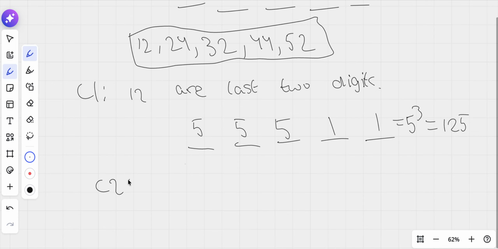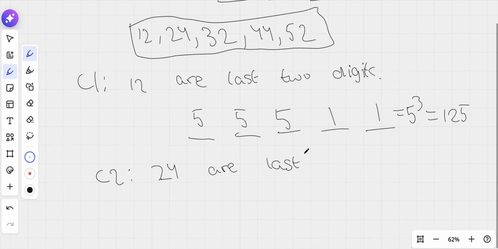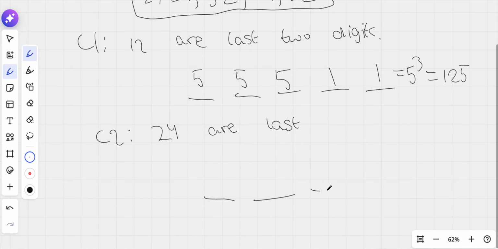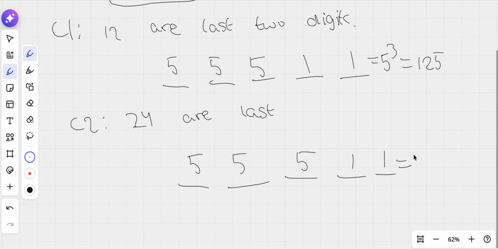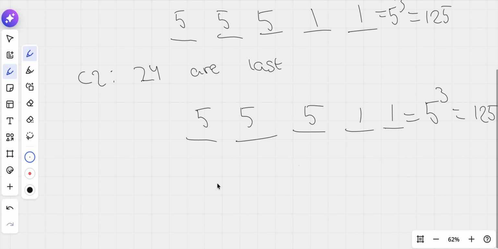Similarly, case 2, if 24 are the last 2 digits. From here again, the last digit is taken by 4, which is one way only. The second last place is taken by 2, again only one way to fill this. Now, with repetition allowed, we can just use all the digits. So again we get another 125 numbers under the given condition.